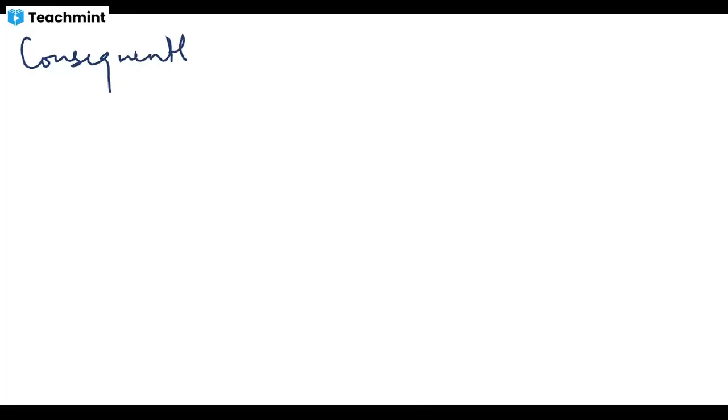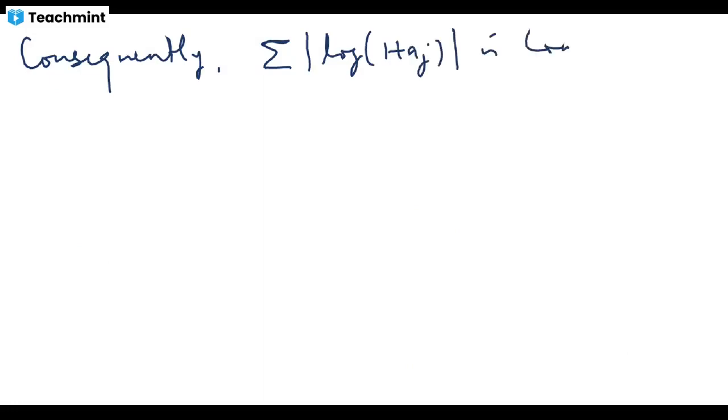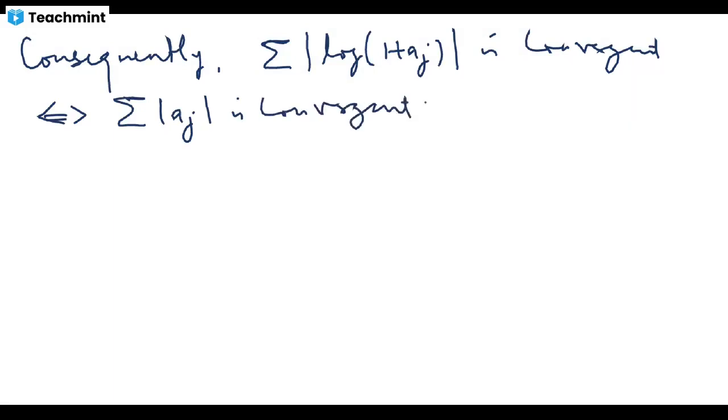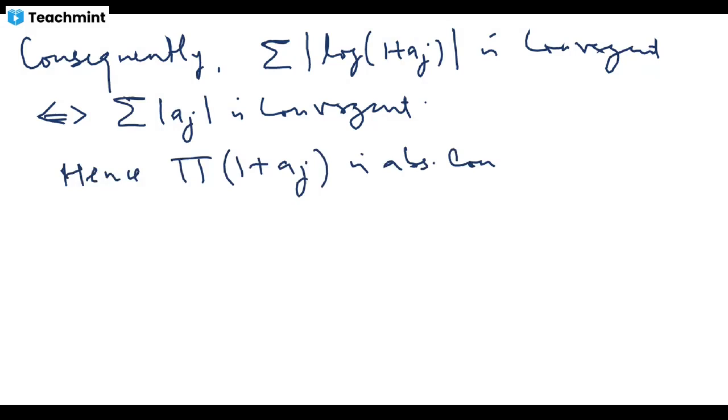Consequently the series of mod of log of 1 plus aj is convergent if and only if the series of mod of aj is convergent. So that establishes that, hence it implies that this product 1 plus aj is absolutely convergent if and only if the series summation mod aj is convergent.